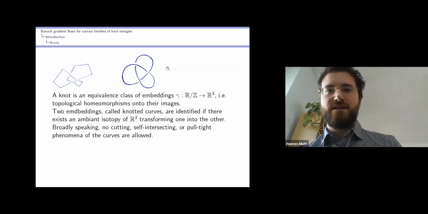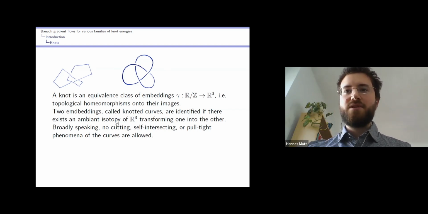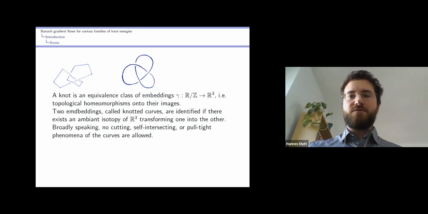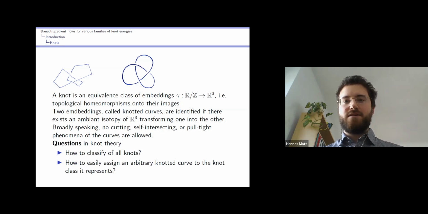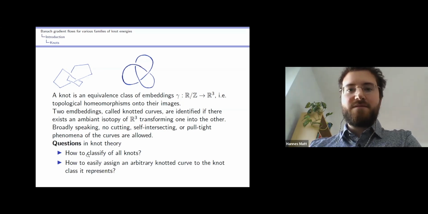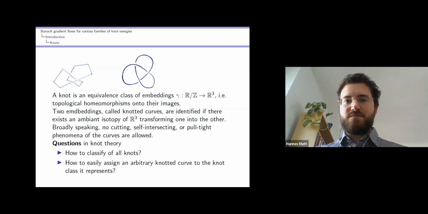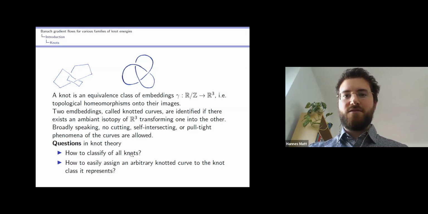Broadly speaking, in an ambient isotopy, we are not allowed to cut a knot or let it self-intersect. For example, let this edge here pass through the other one so that we get another knot class. We also do not allow pull-tight phenomena. A big question in knot theory, maybe the biggest, is how to classify our knots. Can we give some quantities or some algebraic classes to fully classify our knots?